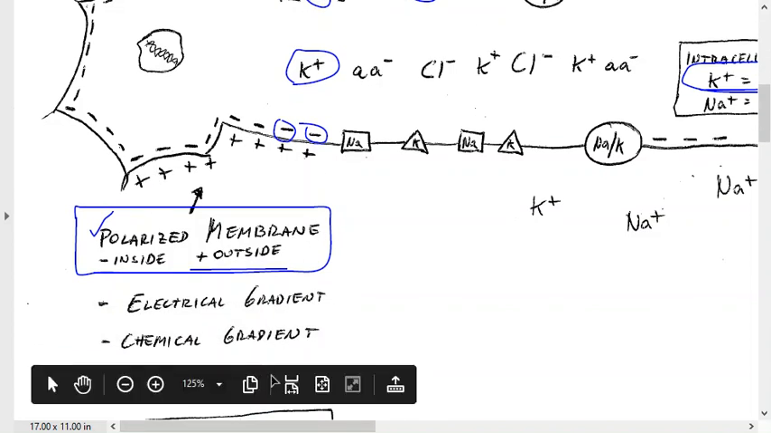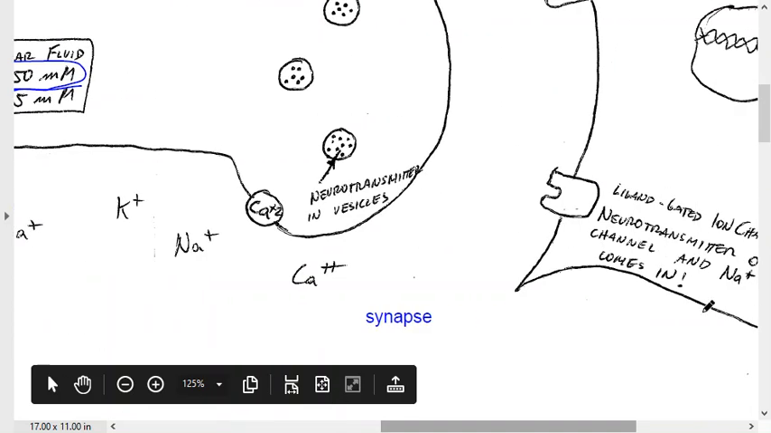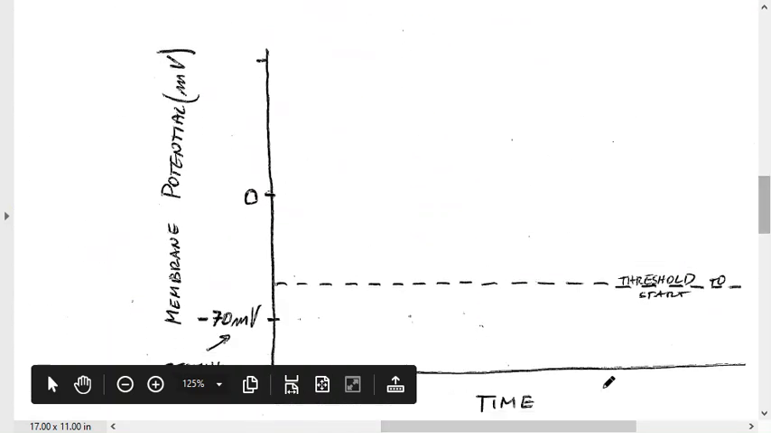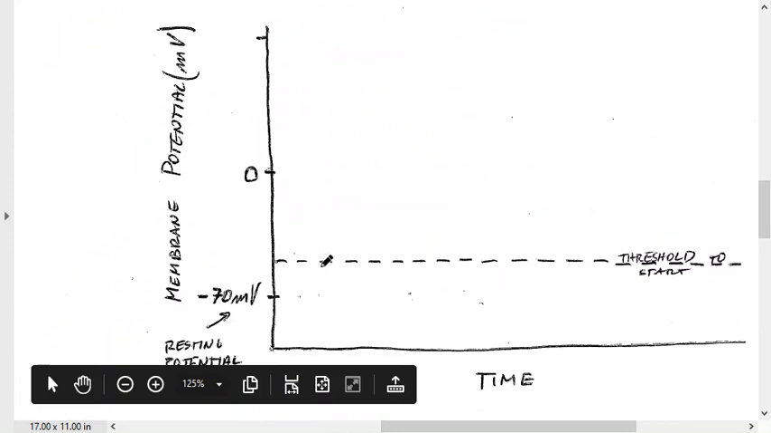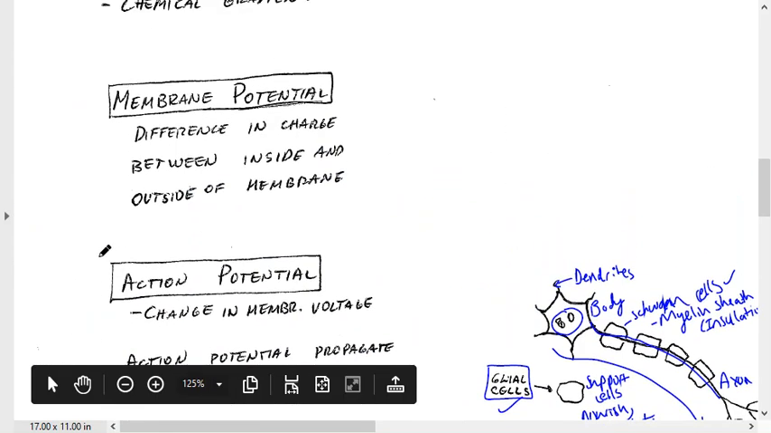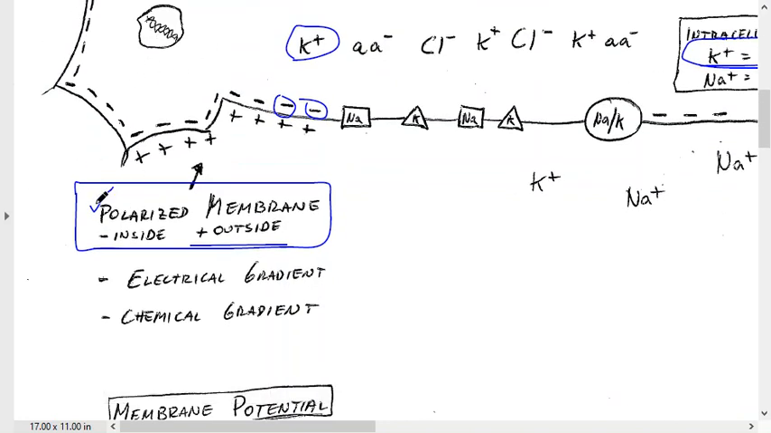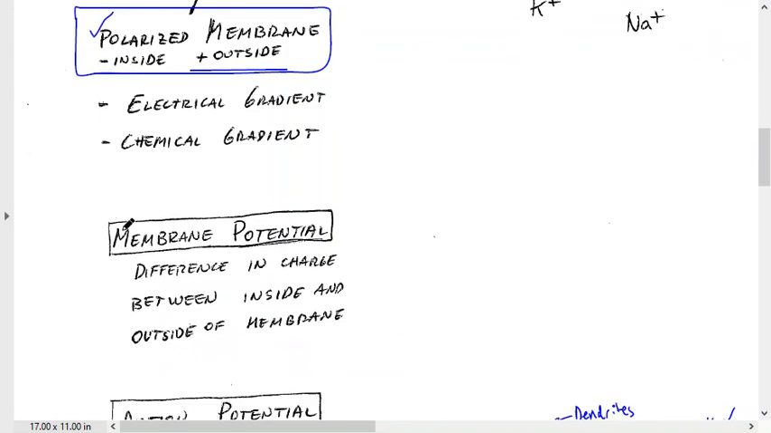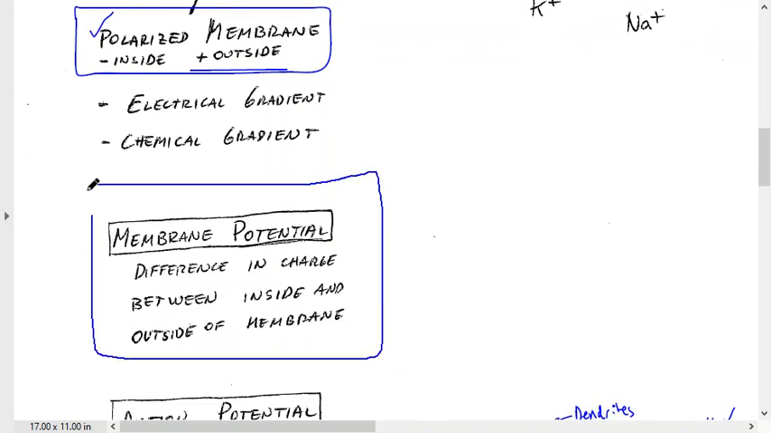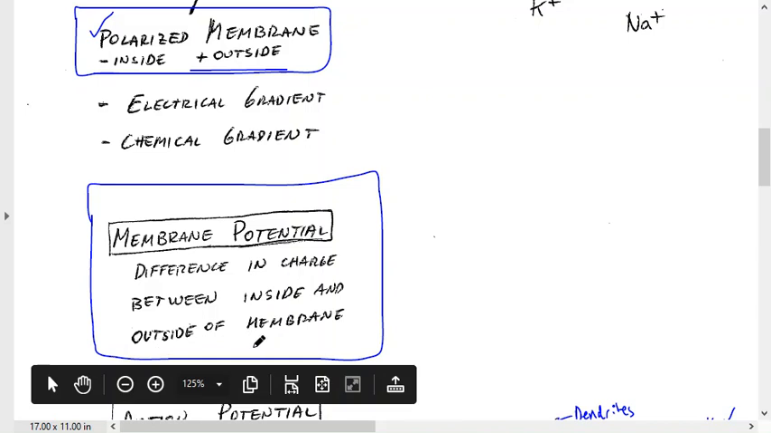So actually, let's go ahead and draw this in this little graph down here in the corner. So at start, the difference in the charges, actually, let's go back. The difference in the charges between the inside of the cell and the outside of the cell is actually negative 70 millivolts. This is what's called the membrane potential. There's a difference in charge on the inside and the outside of the membrane. And in a nerve cell in your body, this is about negative 70 millivolts. That's the difference.